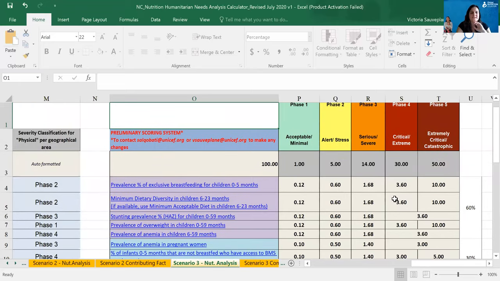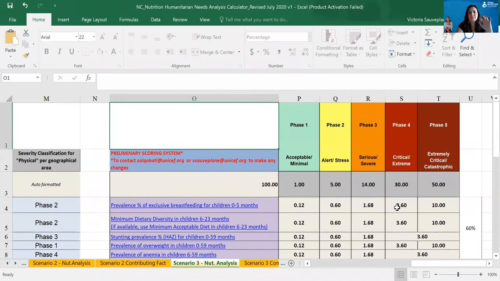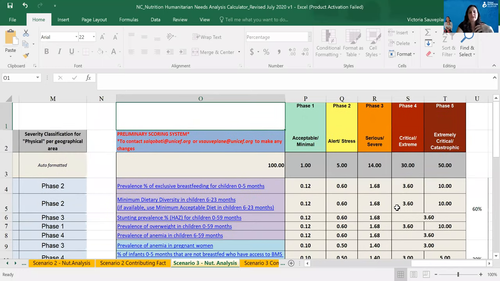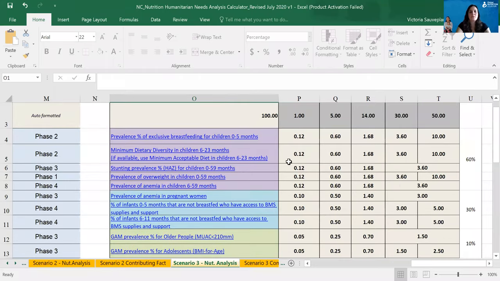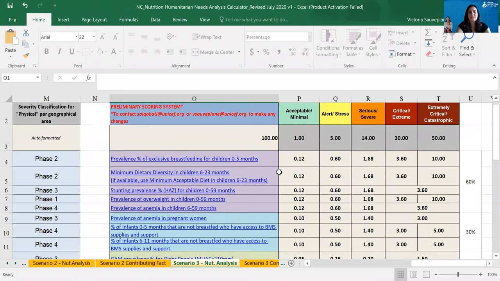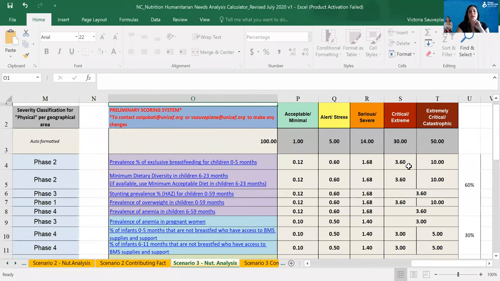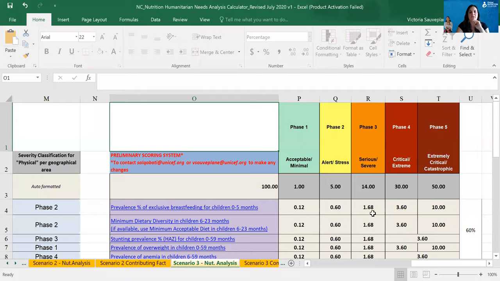So this scoring system is, of course, preliminary. It's to be tested. What we're trying to achieve is a full picture of what would be happening in these contexts where there is a low GAM for children under 5, and how many points would be associated. So if I have a prevalence of exclusive breastfeeding for children 0 to 5 months at the equivalence for phase 3, then I'm allocated 1.68 points, and that will be over here in the full table. If I have a stunting prevalence that's higher, then I'd be allocated 3.6.